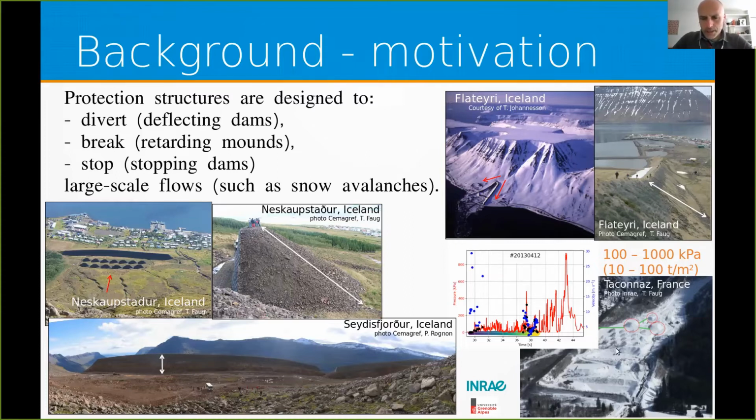Another interesting point is that at a site in France, in Taconnaz, in Chamonix Valley, close to Mont Blanc, we have equipped the retarding mounds with some force sensors and velocity sensors. So we are able to measure the force exerted by these snow avalanches on the retarding mounds, and the red signal here gives you a typical signal we can get from these measurements. You can see that the pressure can reach values close to 1,000 kilopascal. That is to say 100 tons per square meter, which is quite huge.